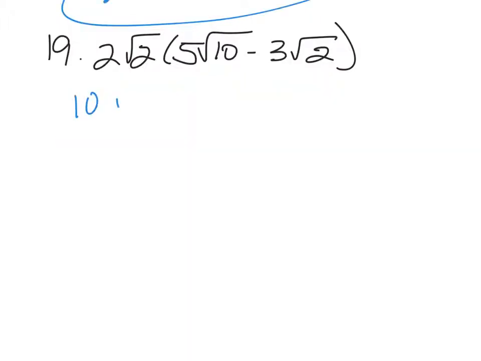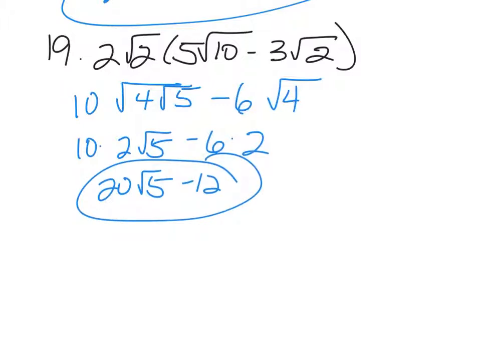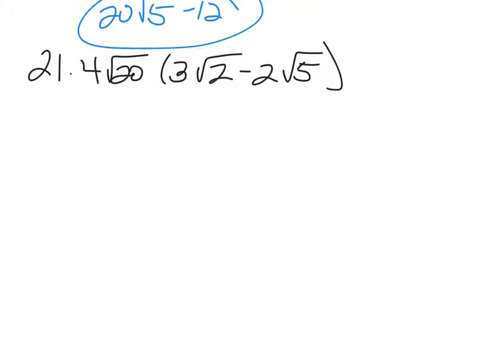So we have 10 square root of 20. Can we just go ahead and write 20 as 4 times 5? And 6 square root of 2 times 2 is 4. Square root of 4 is 2. Square root of 4 is 2 again. And they're not like terms, we can't combine them. Okay, 4 times 3 is 12. 20 times 2 is 40. Perfect square factor of 40, 4 and 10.